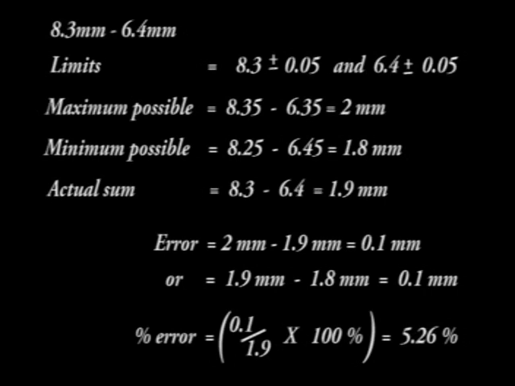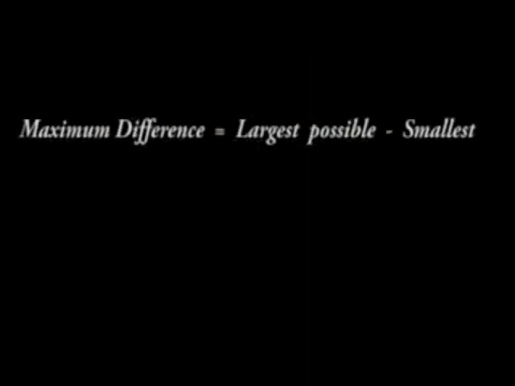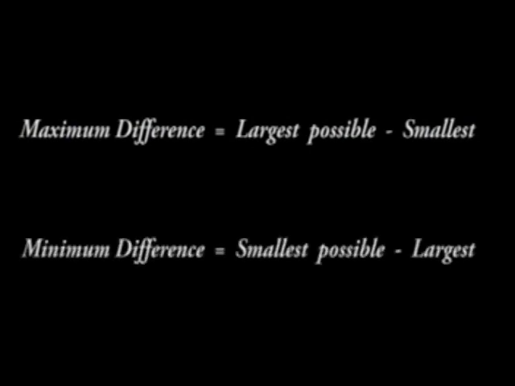The absolute error in the difference is the sum of the absolute errors in each measurement. Note that for maximum difference, we take the largest possible minus the smallest possible. For minimum difference, we have the smallest possible minus the largest possible.